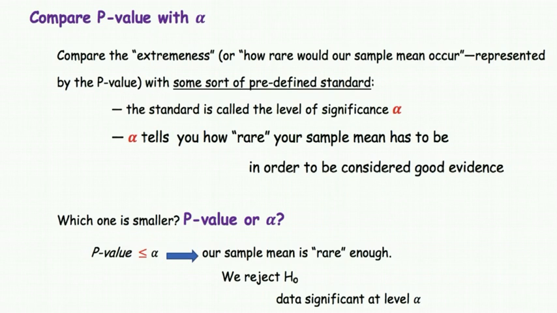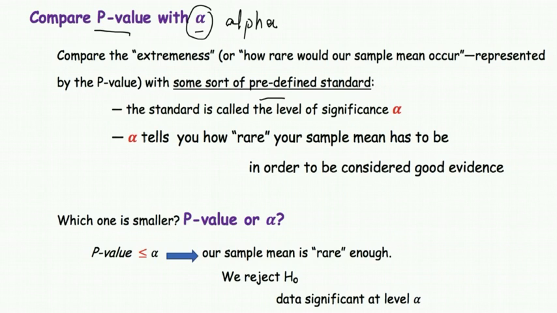After you find your p-value, you have to compare your p-value with alpha. Alpha is kind of some sort of predetermined standard. So we call this alpha. It's pronounced as alpha. It's a Greek letter. So p-value, remember p-value is just a probability number. It tells you how rare your sample mean is. But how rare is rare? It's pretty subjective, right? So you have to have some kind of standard to benchmark your p-value against.